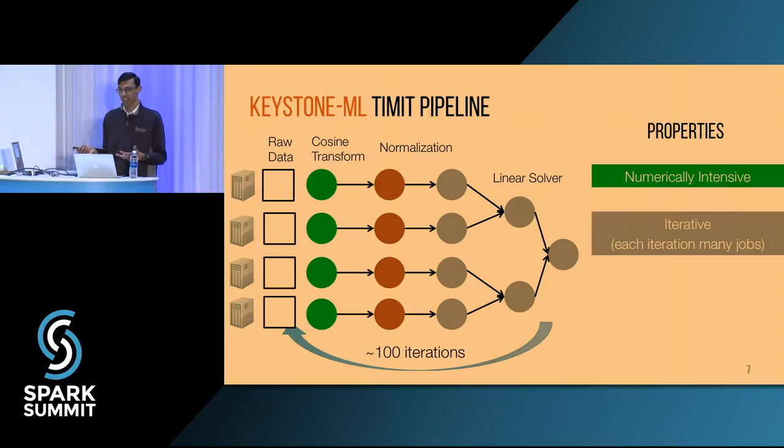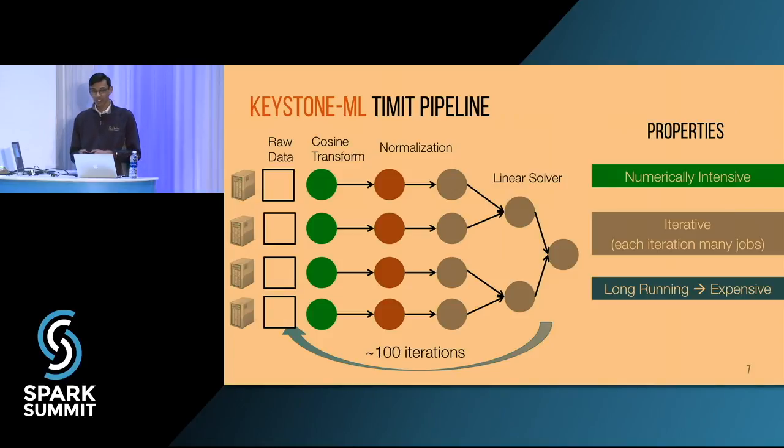The other important characteristic is that they are iterative. They usually run a really large number of iterations before you can converge to a good model. And finally, because they're iterative and we are running these really large number of iterations, they're also usually long running and hence expensive. For example, if you rent VMs on Amazon EC2, you might have these VMs up for a couple of days or a week in order to train this model end to end.